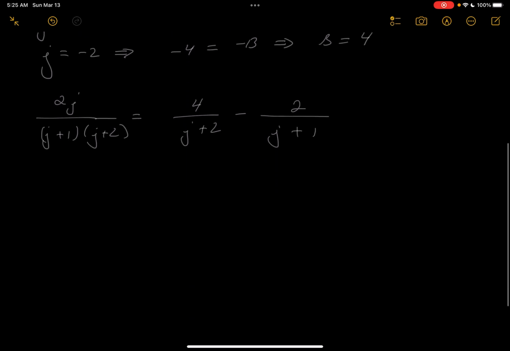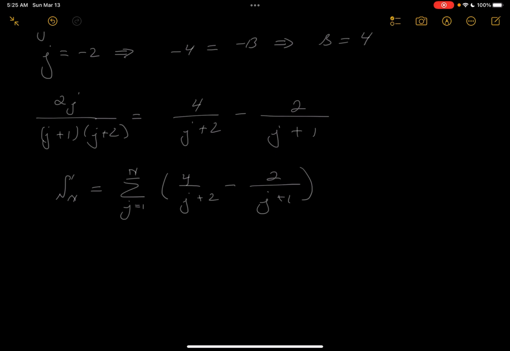Now, I'm not going to say it's a telescoping series, but it sure does look like we'll benefit by writing the terms down now for the nth partial sum. So let's write this down. The nth partial sum is going to be the sum from j equals 1 to N. And instead of writing down a_n, I'm going to write down the partial fraction form of it, which is 4 over j plus 2 minus 2 over j plus 1.